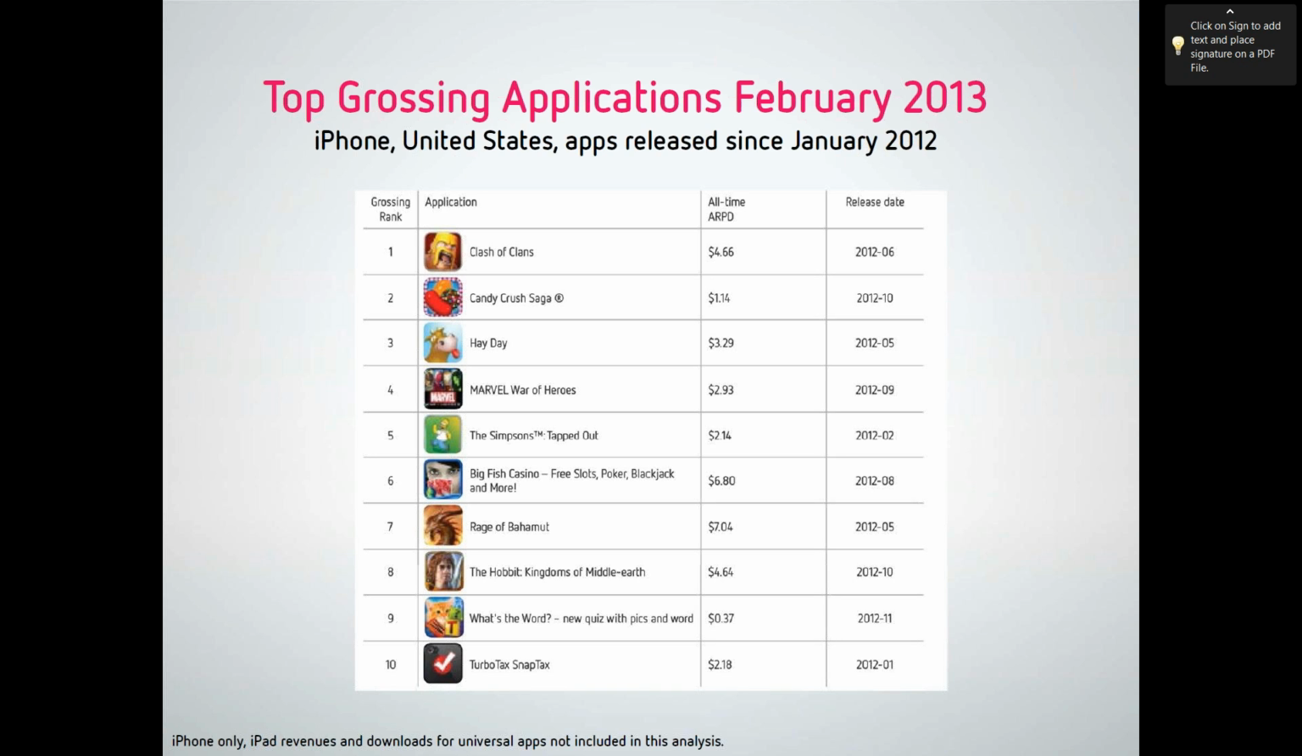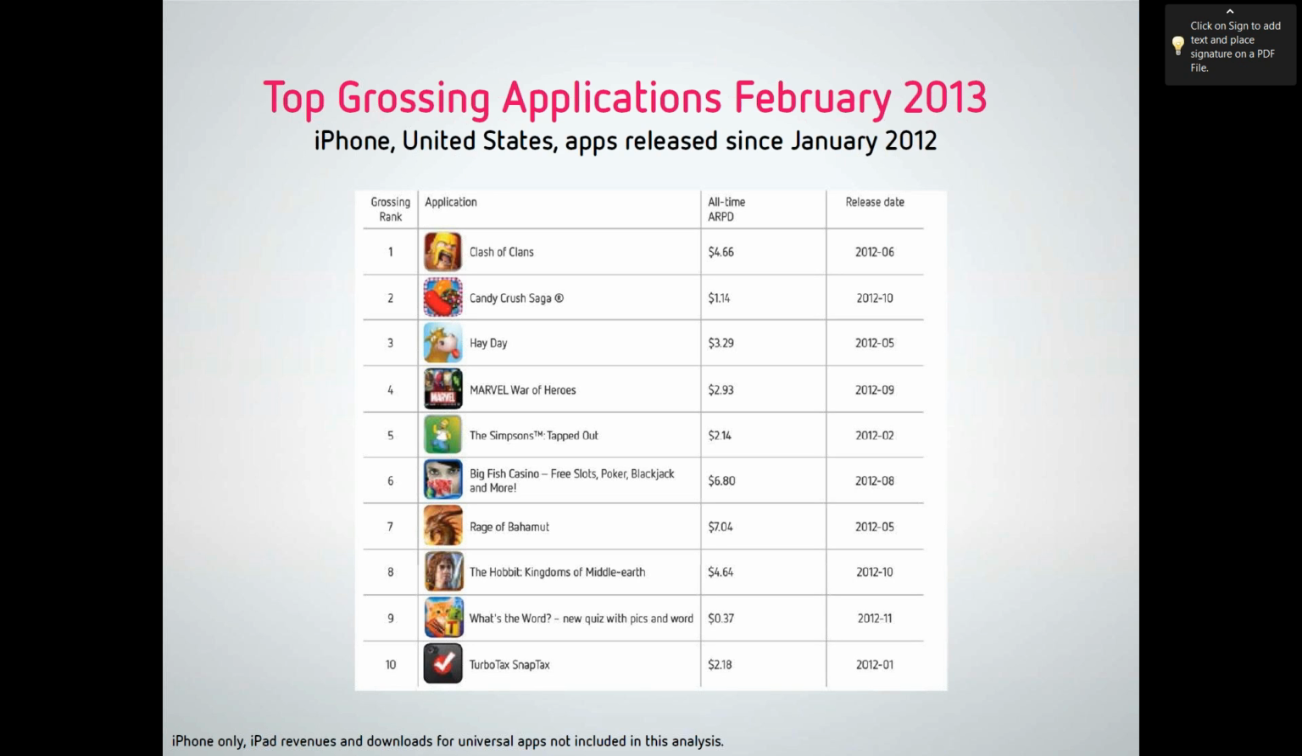So for example, here you see the top 10 of iPhone US. And you see first Marvel War of Heroes. That was the application Churi just showed, and this generated $2.93 per downloaded application. But you also see that there are quite large differences between those top apps. For example, Rage of Bahamut, which is another application by Mobage, the same publisher that published the Marvel application, generates the most revenue per downloaded app, over $7. And What's the Word, for example, generated way less at 37 cents per downloaded application.